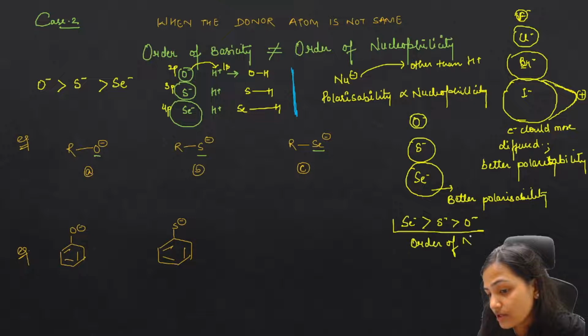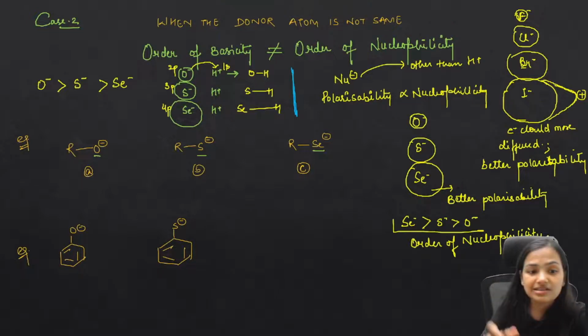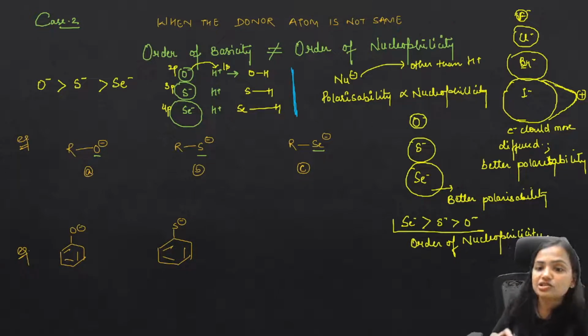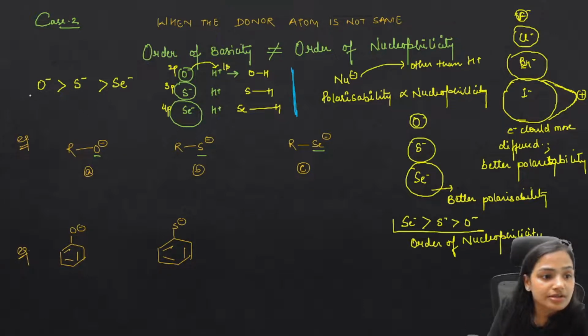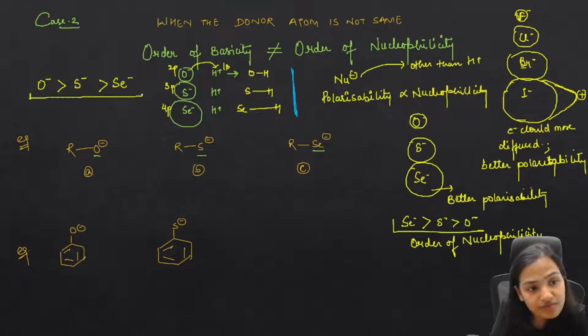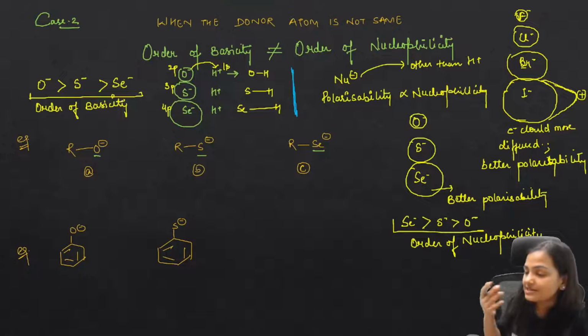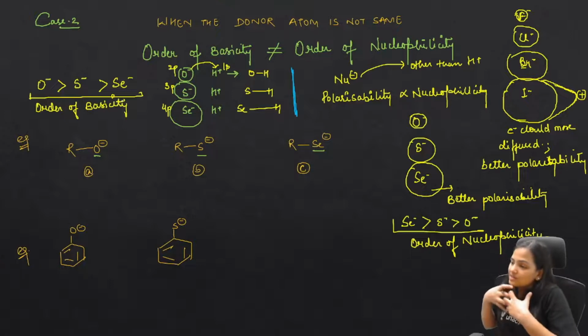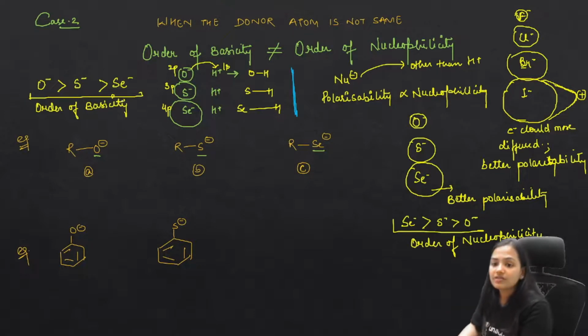Order of nucleophilicity. And if you compare the two, you will find that they are just opposite in nature. Okay, so here this was the order of basicity. Now you people will say, ma'am, if the size increases, will it not be bulkier? No, this is the tendency. Because if the electron cloud is tightly held by the nucleus, they will not be able to give.